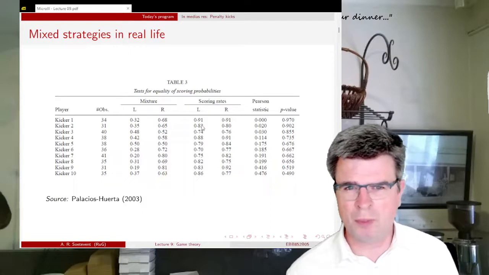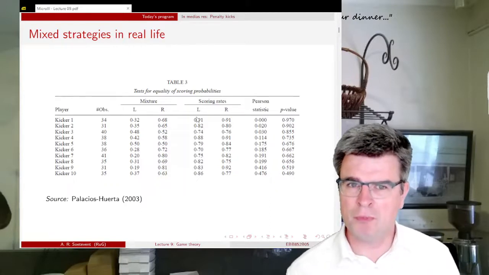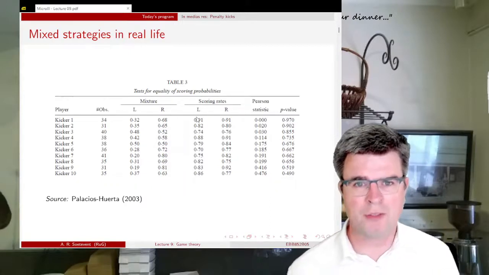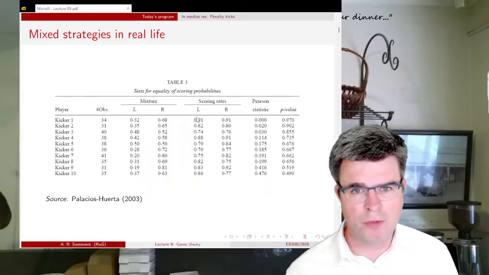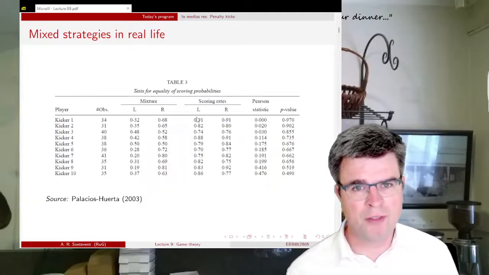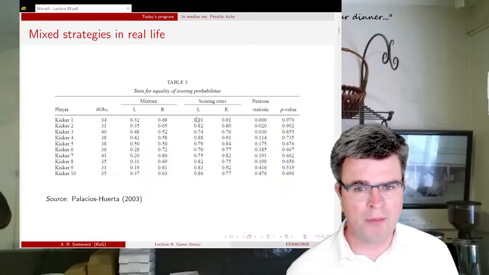And this is what we will see in general. If players play a mixed strategy, then the payoff of playing each of the pure strategies is identical in equilibrium.